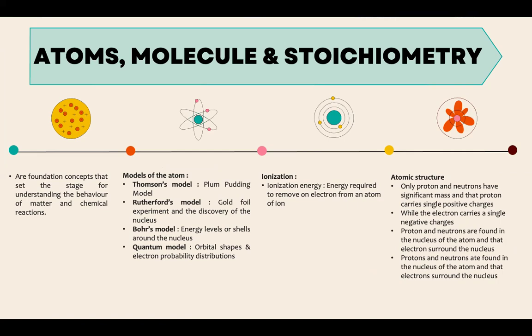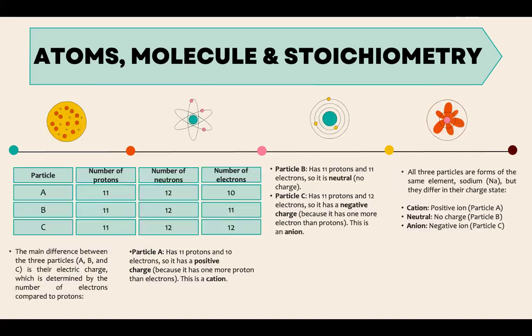Let's look into the atomic structure. In atomic structure, only protons and neutrons have significant mass, and the proton carries a single positive charge, while the electron carries a single negative charge. Protons and neutrons are found in the nucleus of the atom and the electrons surround the nucleus.